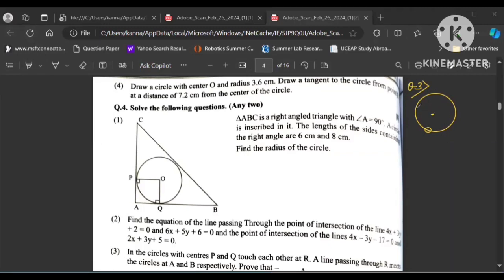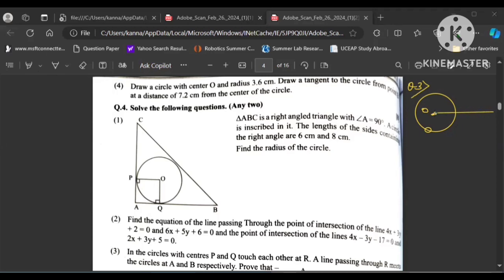Draw a circle with center O. What is the center of the circle? O, children. And what is the radius of the circle? 3.6. Draw tangent, only tangent, singular, to the circle from a point at a distance 7.2 centimeter from the center. There is one point which is at a distance of 7.2 centimeter from the center.